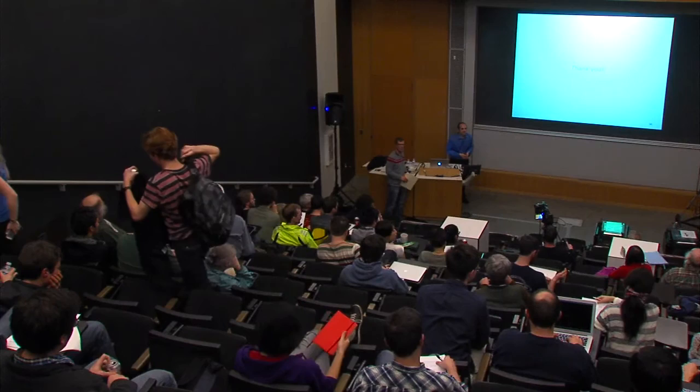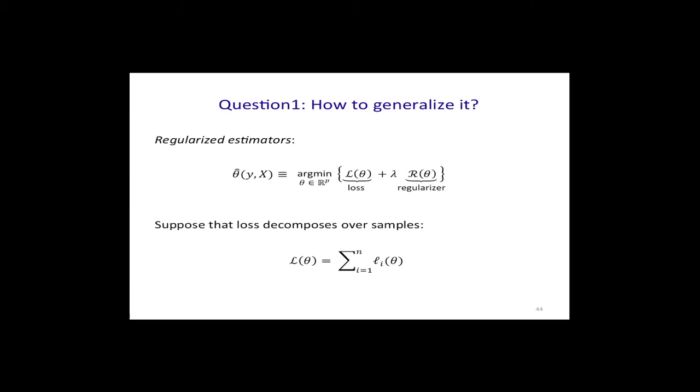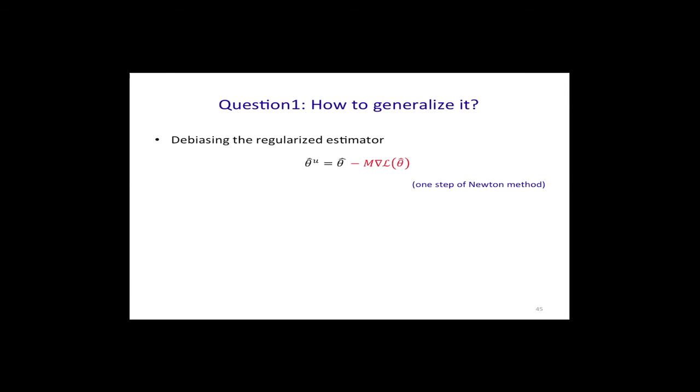Your loss function here could be anything. And the assumption is that it can be decomposed over the samples. So let's say you have a nonlinear model. Your loss is just the log likelihood. And then you follow the same approach. You take theta hat, the regularized estimator, and then move in the direction of the subgradient. Now, if you write the KKT, the subgradient of the regularization becomes exactly the gradient of the loss.